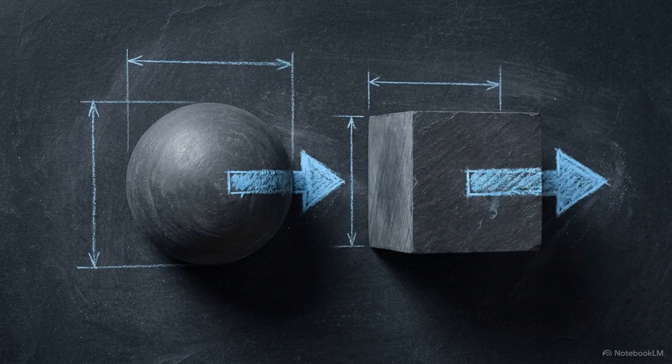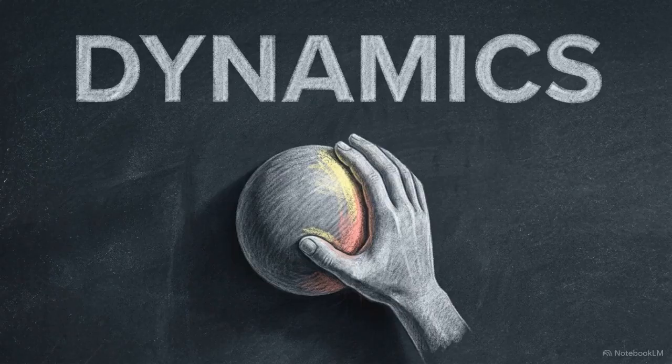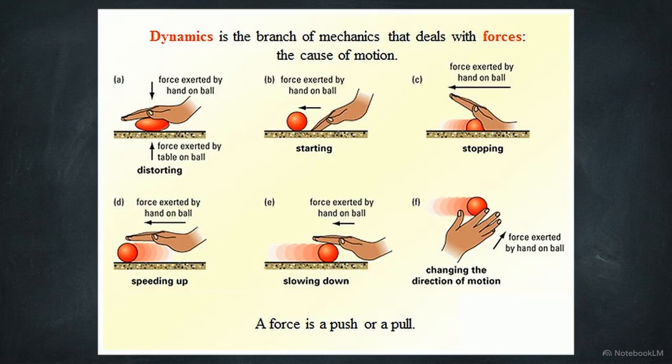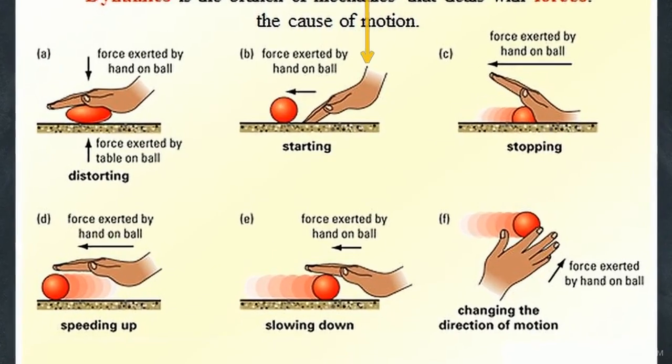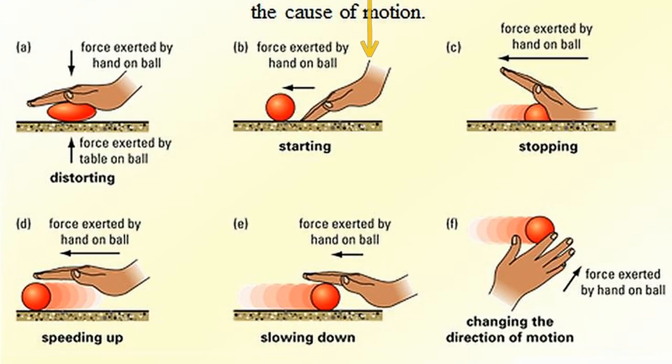You already know how to describe motion, quantities like velocity and acceleration. But to understand the cause behind that motion, we look at the science of dynamics. Dynamics is centered on the concept of force. A force is a physical push or a pull applied to an object. It is the interaction that makes a ball start moving, stop, change shape, or turn.